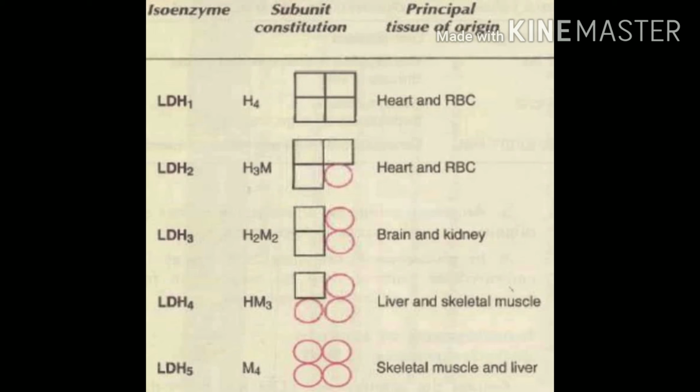The third, that is LDH3, has H2M2. The principal tissue of origin is brain and kidney. The fourth is LDH4, which consists of HM3, and the origin of tissue is liver and skeletal muscle. The fifth isoenzyme is LDH5, which consists of all 4 muscular subunits, and the origin of tissue is skeletal muscle and liver.